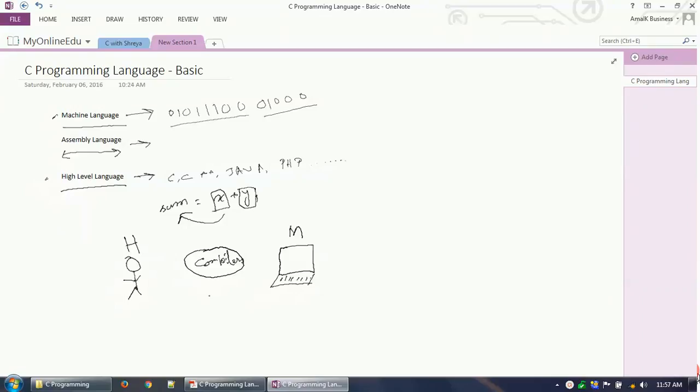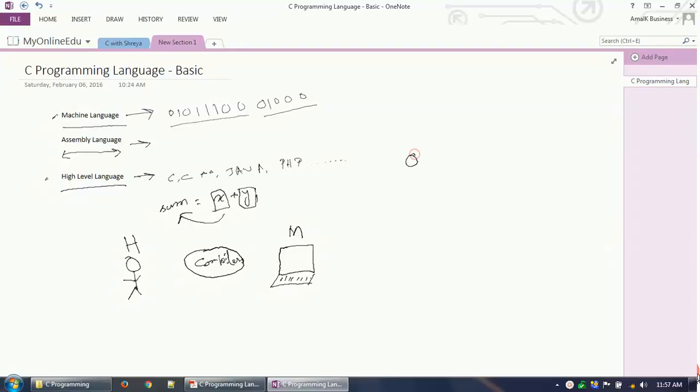Okay, so the compiler comes into the picture over here. It is the same as when we are speaking with a person who understands a different language. For example, in India there are many languages. All over the world, there are hundreds and thousands of languages.